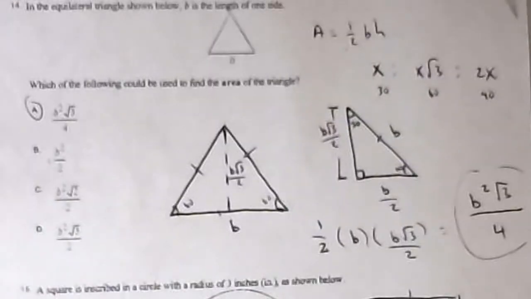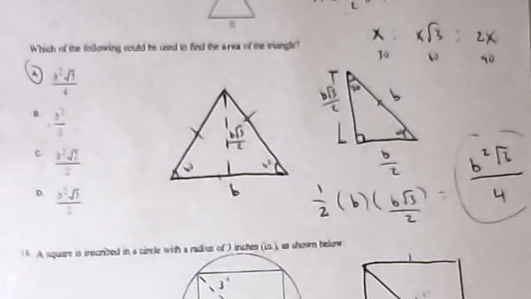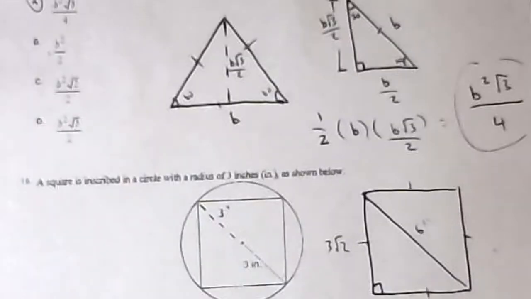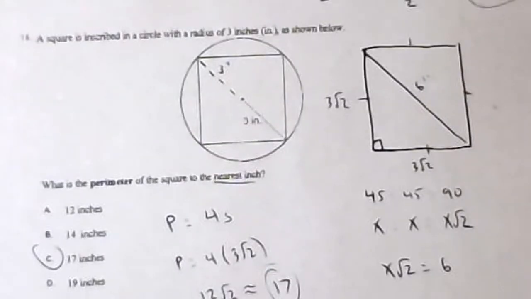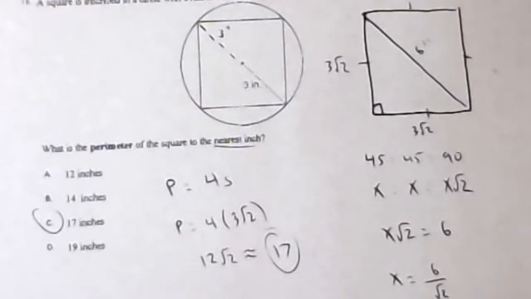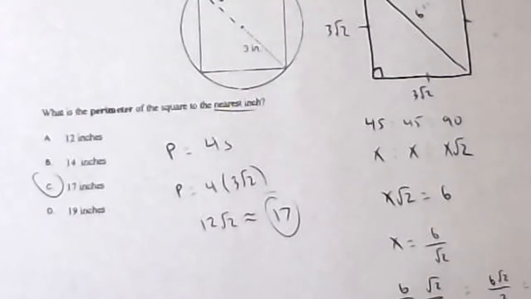30, 60, 90 right triangle. I have to draw that altitude, solve that problem. Here I use the radius to draw the diagonal, solve for the perimeter of the square.